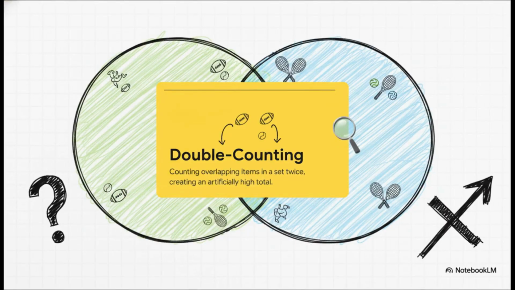Well, the answer lies in a classic analytical trap. The reason our numbers are completely out of whack is due to a phenomenon called double counting. This is basically the error of counting overlapping items in a set twice, which creates this artificially high total. So in our class, the kids who play both sports are being counted once when we tally up the 15 football players, and then a second time when we tally up the 12 tennis players. They're inflating our total because, well, they literally have a foot in both circles.